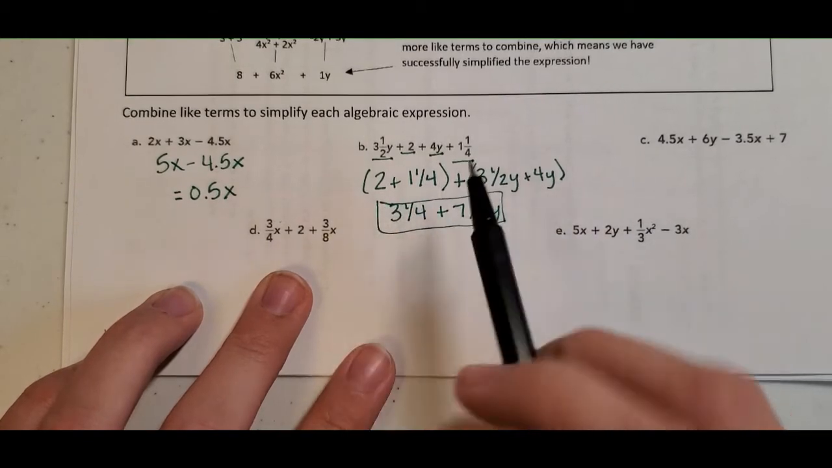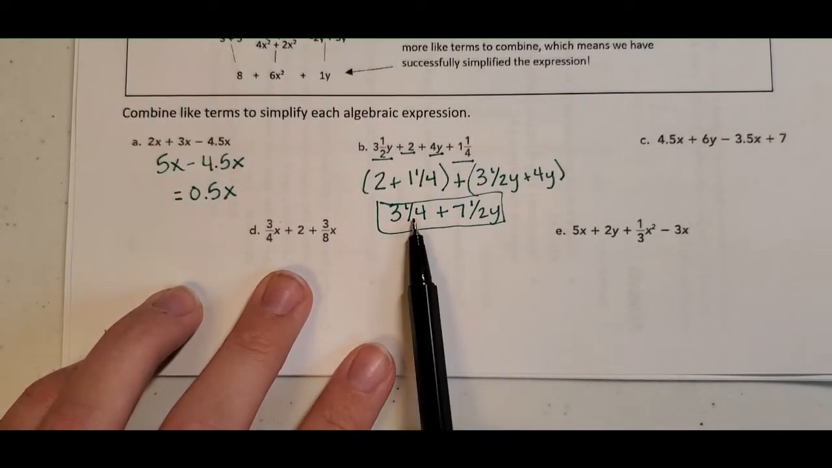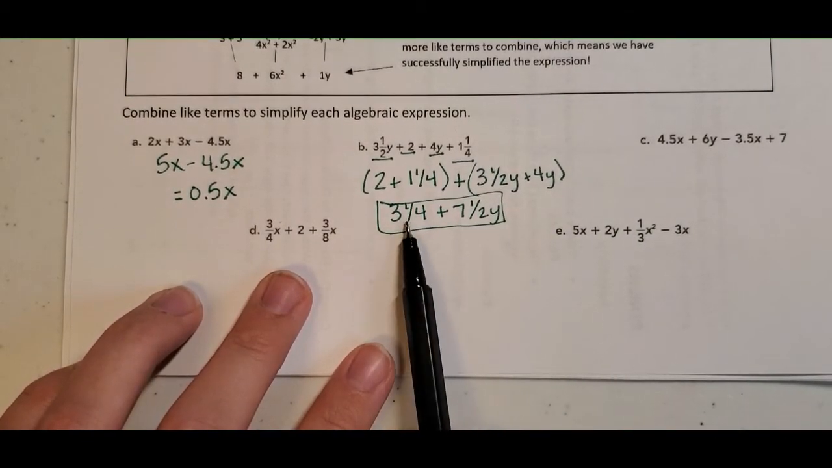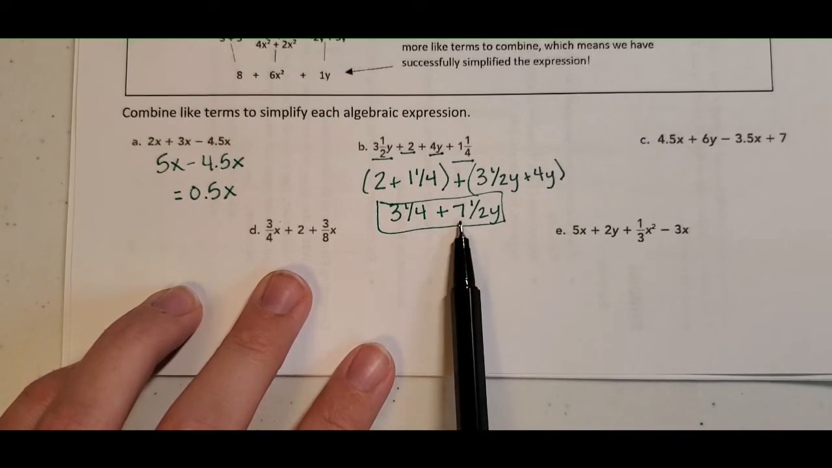You can't combine these two because this does not have a y. So you're not adding these two together. You're only adding what is similar. Okay?